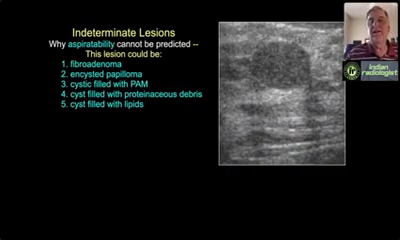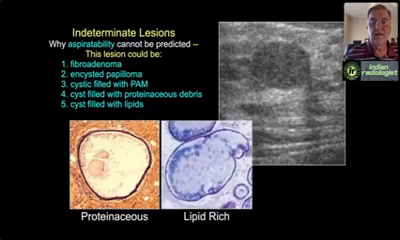Here's an indeterminate lesion. Is this a complicated cyst, or is it a solid nodule? I don't know. Is it a fibroadenoma? Maybe. Is it a papilloma completely filling a cyst? Maybe. Is it a cyst completely filled with papillary apocrine metaplasia? Maybe. Is it a cyst filled with proteinaceous debris? Maybe. Is it a cyst filled with lipids? Maybe. Or could it even be a mixture of papillary apocrine metaplasia and a cyst filled with lipids? So this could be 6 different things.